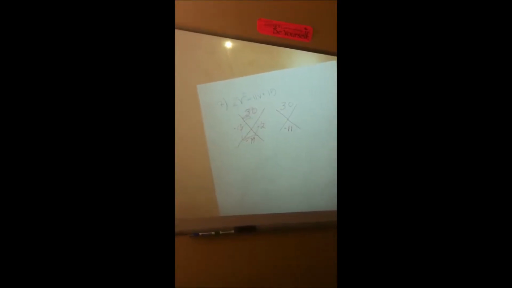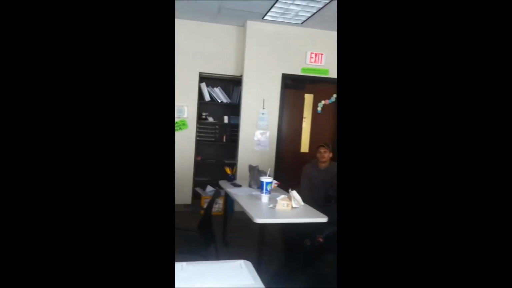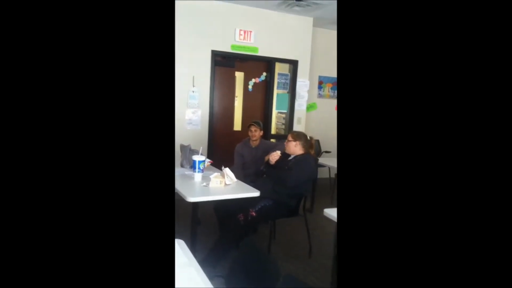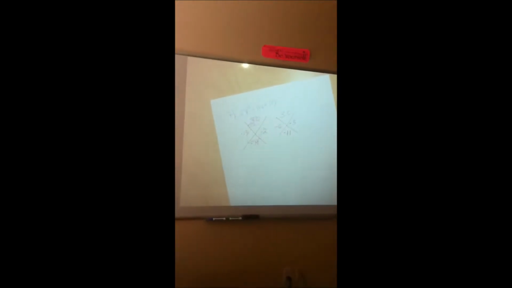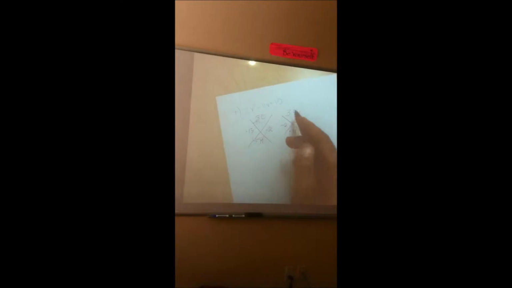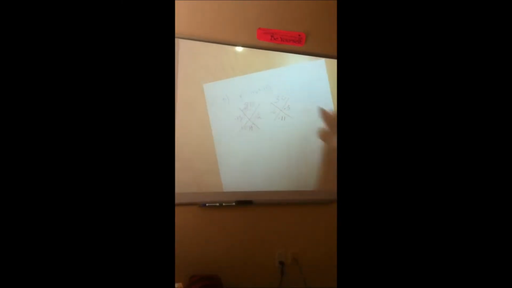Well, how about 6 and 5? Negative 6 and negative 5. Very good, yes. So let's try negative 6 and negative 5. Well, negative 6 times negative 5 is going to be equal to 30, and negative 6 plus a negative 5 does indeed equal negative 11.